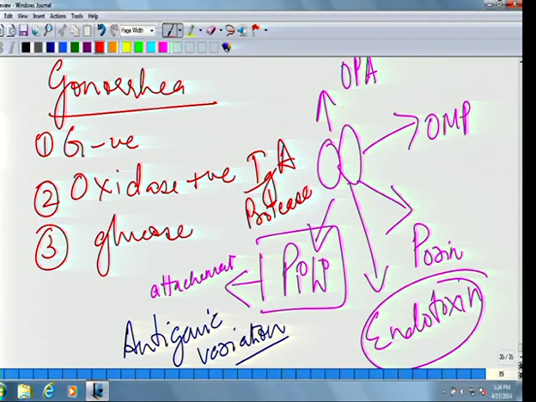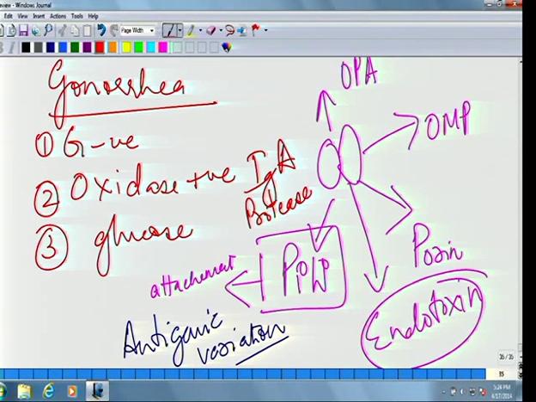Now, gonococcal infection typically presents as a cervicitis. You see a purulent discharge. You can demonstrate the bacteria in the gram stain. Typically, there are no ulcers or ulcerative lesions. It is just a purulent discharge. It's a cervicitis or urethritis. That is a typical presentation of gonorrhea.